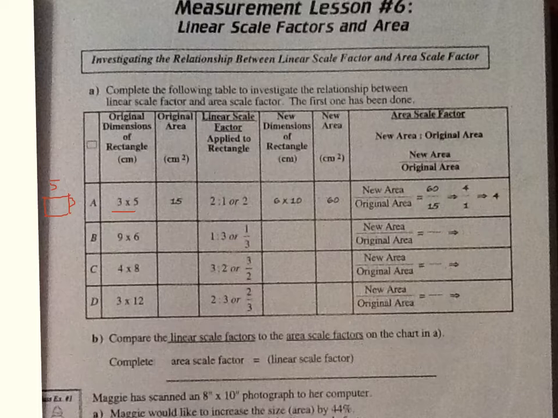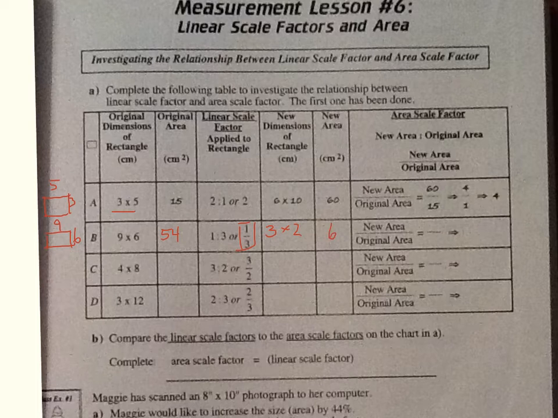The next one, the original dimensions are 9 by 6. Again, you can draw yourself a little sketch, 9 by 6. The original area, 9 multiplied by 6, gives us 54 centimeters squared. Then we're going to apply the scale factor of 1/3. So each of these gets divided by 3. 9 divided by 3 is 3, and 6 divided by 3 is 2. So the new dimensions are 3 by 2, and the new area is 6 centimeters squared.